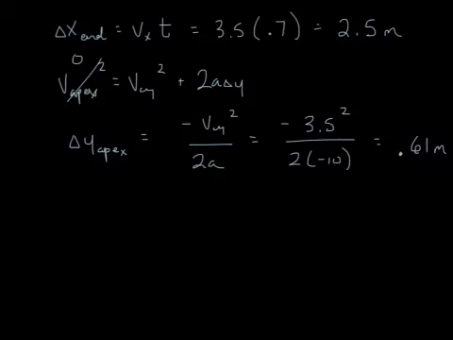So we're going to do one more screencast on projectile motion looking at problem type 3, and that's when we launch at an angle but delta y at the end is not 0.